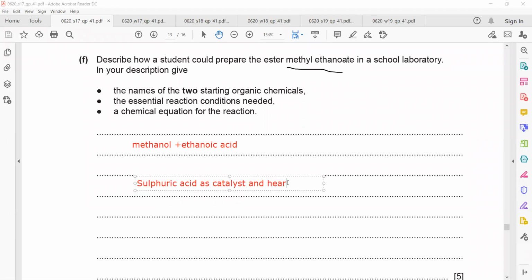Why? Because these are in a liquid state. Pressure is valid for gaseous reactants. Like if one of the reactants is in a gaseous state, then we can apply pressure. So sulfuric acid is the catalyst, and heat.